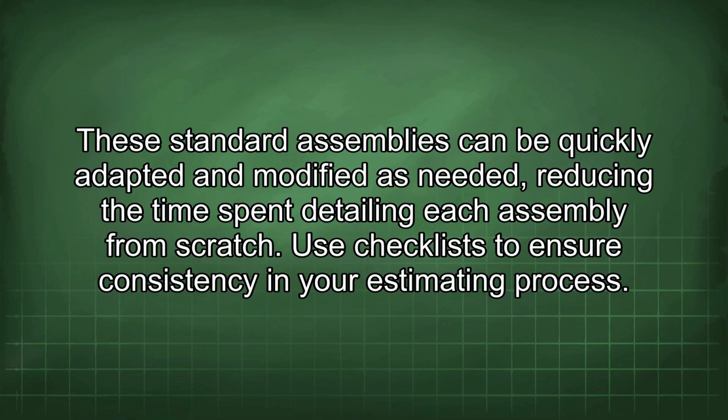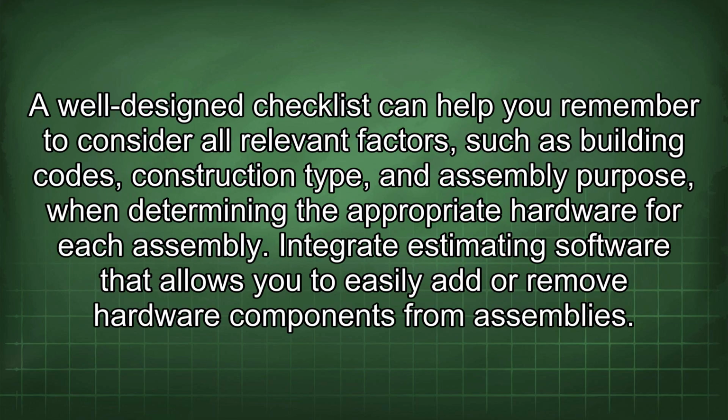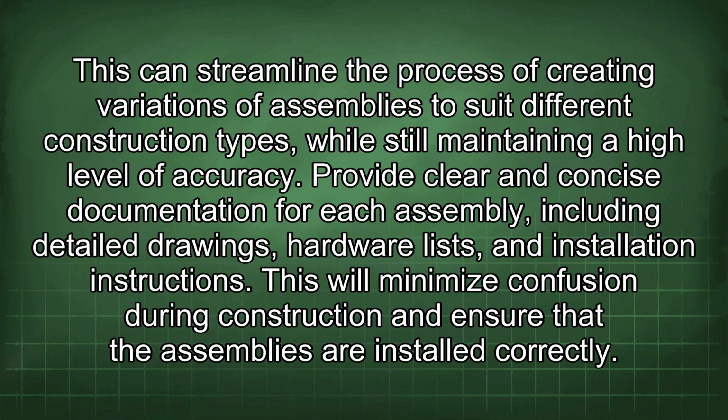Use checklists to ensure consistency in your estimating process. A well-designed checklist can help you remember to consider all relevant factors, such as building codes, construction type, and assembly purpose, when determining the appropriate hardware for each assembly. Integrate estimating software that allows you to easily add or remove hardware components from assemblies. This can streamline the process of creating variations of assemblies to suit different construction types, while still maintaining a high level of accuracy.